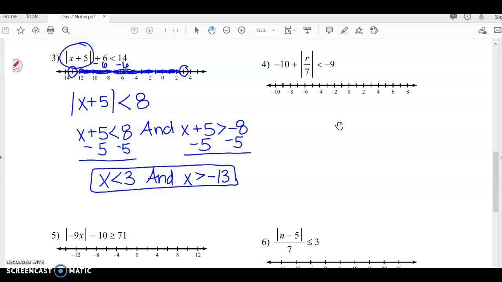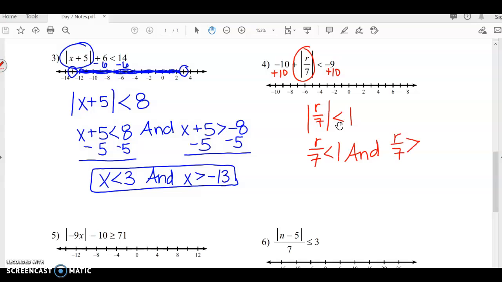Number 4, the absolute value is not alone because of this negative 10. So I start by adding 10 on both sides. So I'm at the absolute value of r over 7 is less than 1. So now that it's alone, less than, and. So I have r over 7 is less than 1, and r over 7 is greater than negative 1. To get rid of the divide by 7, we multiply both sides by 7.